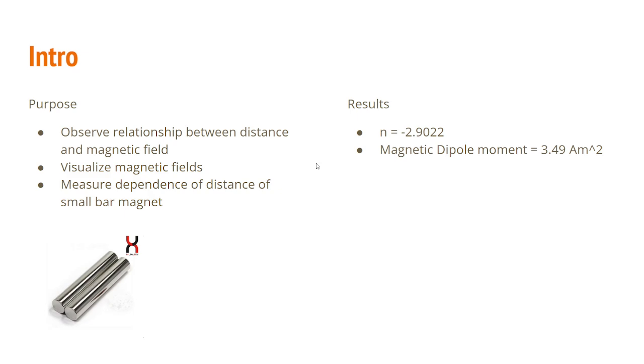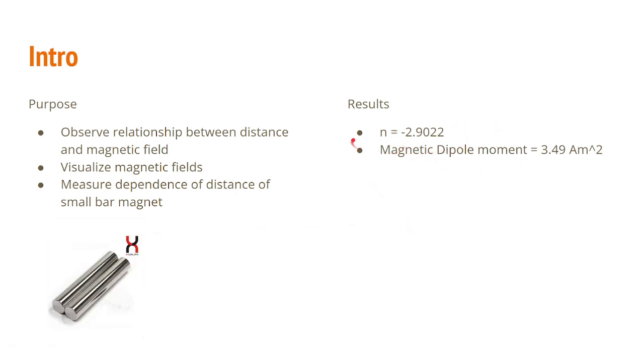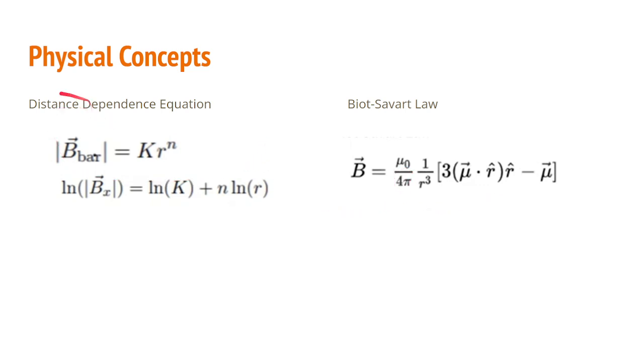The purpose was to observe the relationship between distance and the magnetic field, to visualize magnetic fields, and to measure dependencies of distance of small bar magnets. The results were that n is equal to negative 2.9, and the magnetic dipole moment is equal to 3.49.